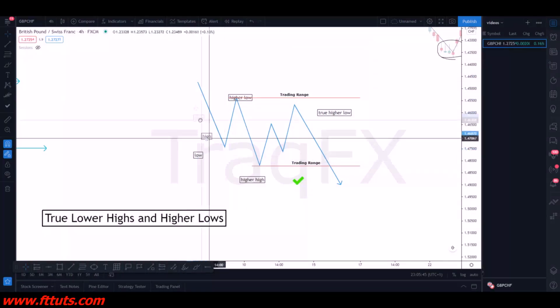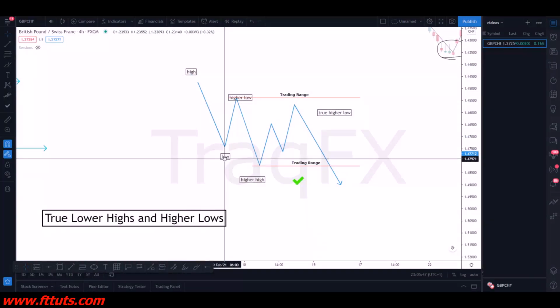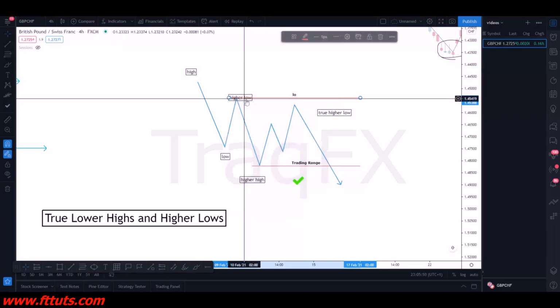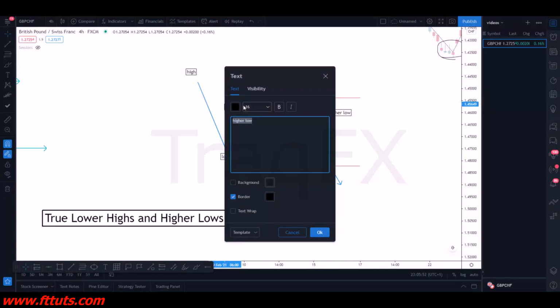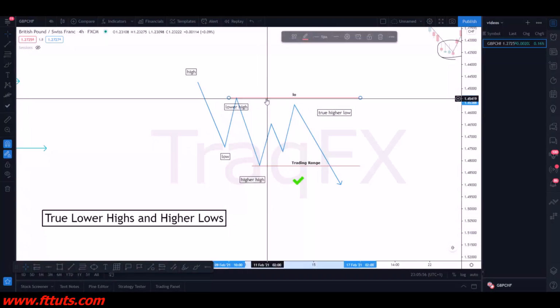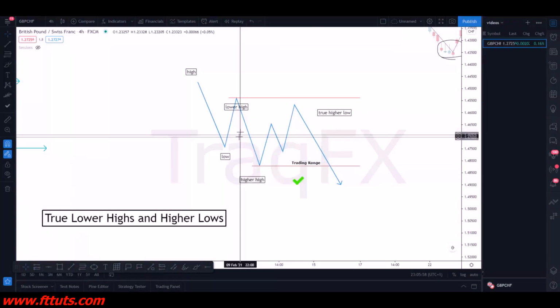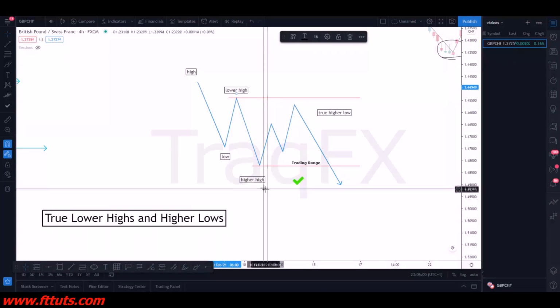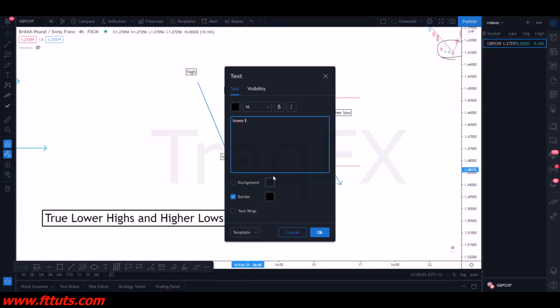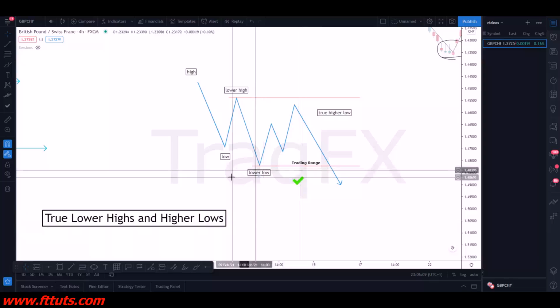And vice versa, right here we have a high, we have our low, and then we have a lower high. Let me just change this. Boom. So we have a lower high, and then we have a lower low, right? So I'm on my new laptop. It's really hard to type on this. So then we have our lower low.